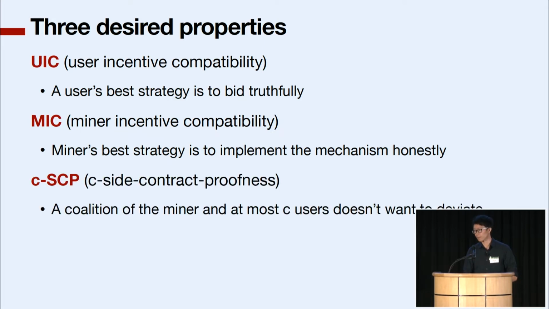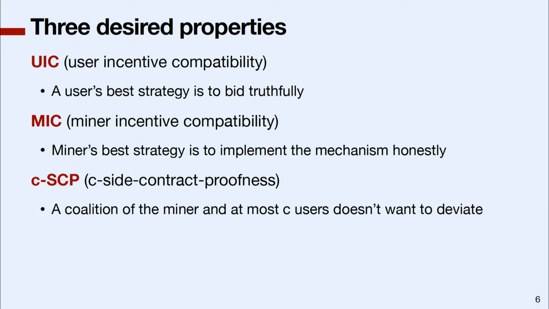And the third property is called c-side-contract proofness, which is parameterized by a number c. That means if you're a miner and you collude with at most c users, your joint utility should not increase by deviating from the mechanism.